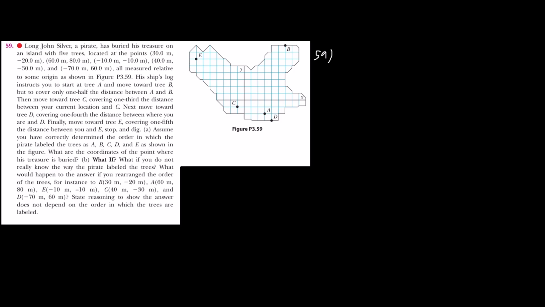This should be an interesting problem. So we're going to do number 59. Long John Silver, a pirate, has buried his treasure on an island with 5 trees located at the points. So here are the 5 points, all measured relative to the origin in this figure. His ship log instructs you to start from tree A. Basically you have 5 points and there's a treasure buried somewhere within, and here are the instructions.